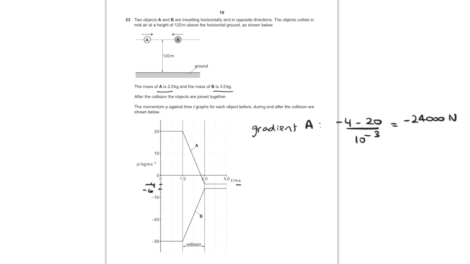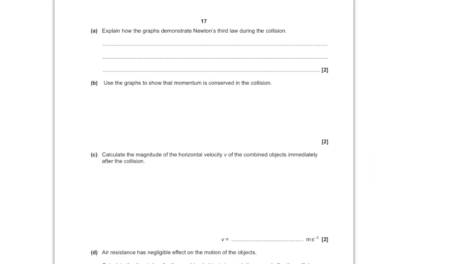Okay, and for gradient of B during the collision again, it is going from -6 to -30 again over the same time period, and that gives me a value of 24,000 newtons. So what that means is the forces are equal and opposite. Okay, so the gradients represent the force, which are equal and opposite, and therefore it obeys Newton's third law. All right, so write that down neatly over here.